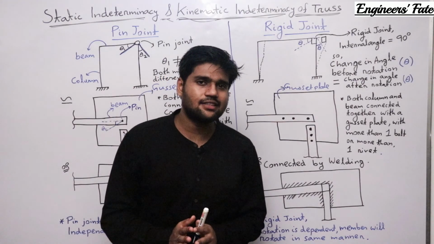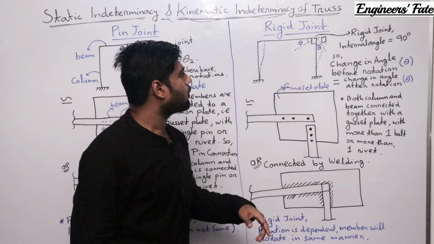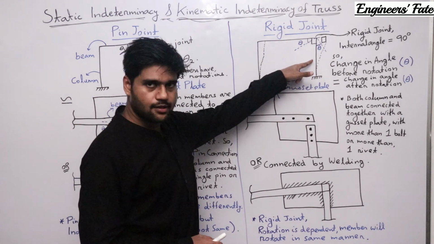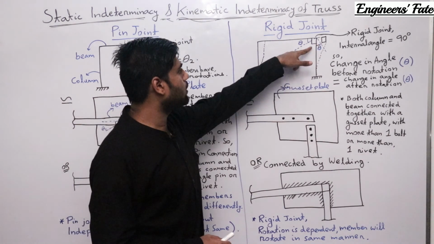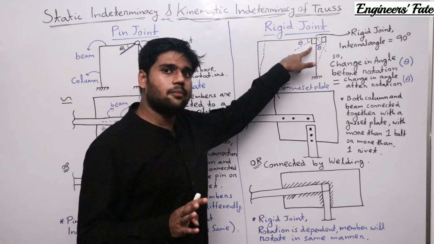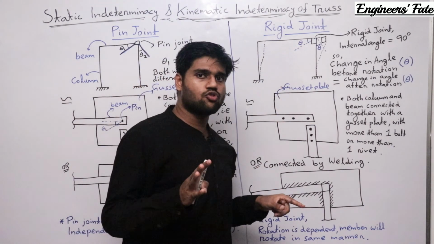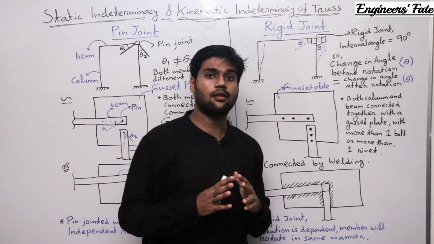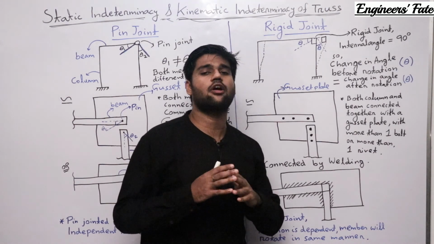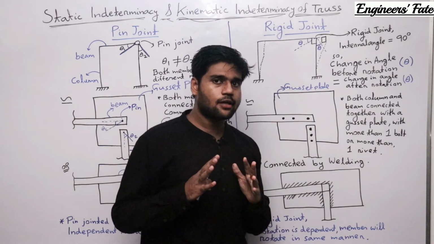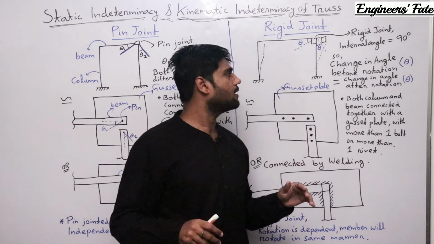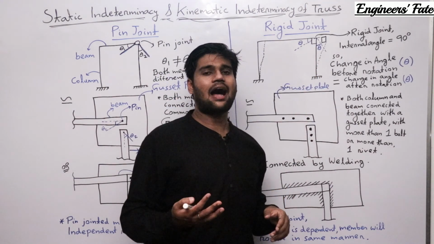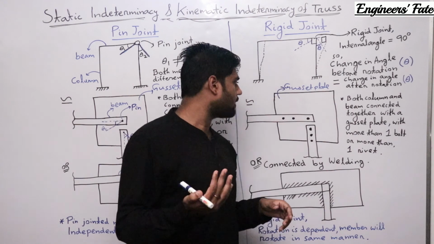So now let's discuss rigid joint. You can see this is the structure of a frame. The beam and column are connected together with a rigid joint, and the angle between beam and column should be equal to 90 degrees. If both beam and column are connected with a rigid joint, the angle between beam and column should be equal to 90 degrees. So this is a representation on paper, but how does the rigid joint actually look?